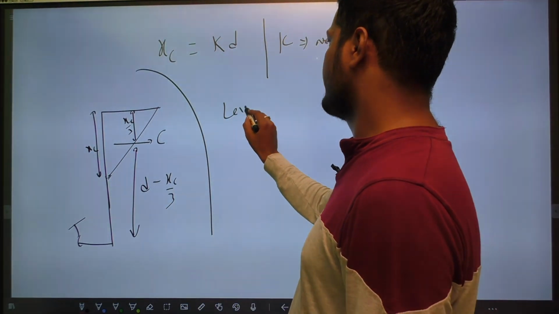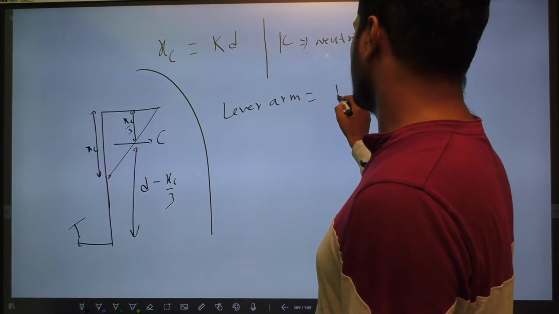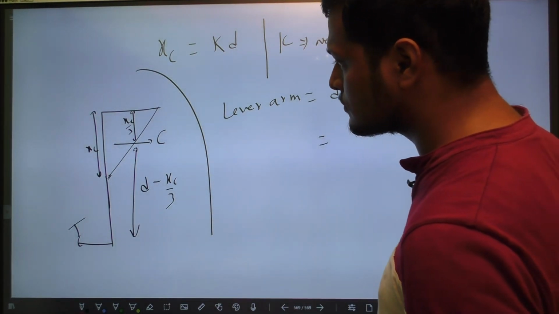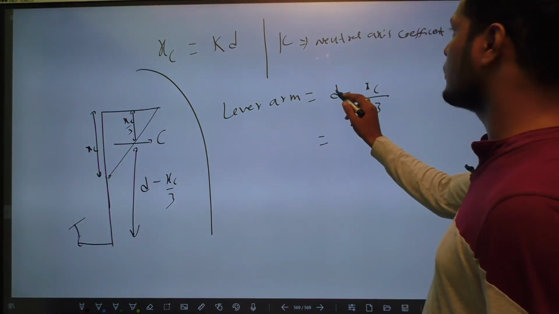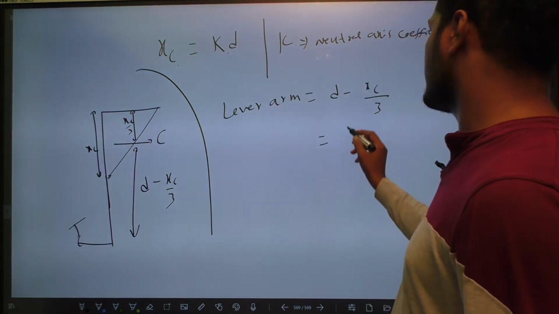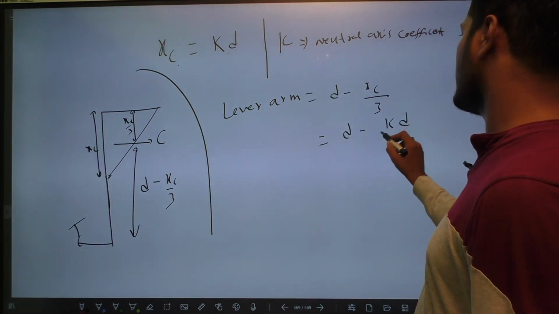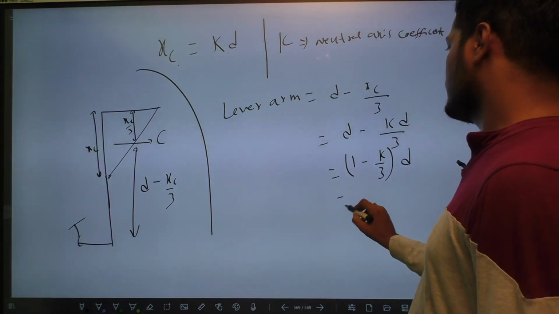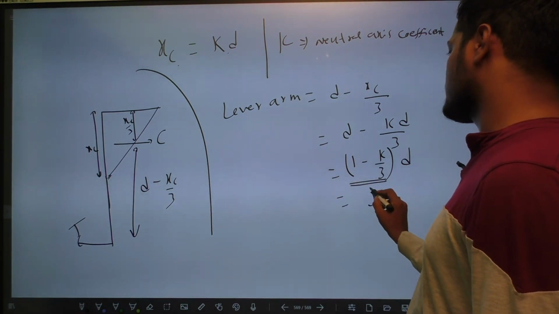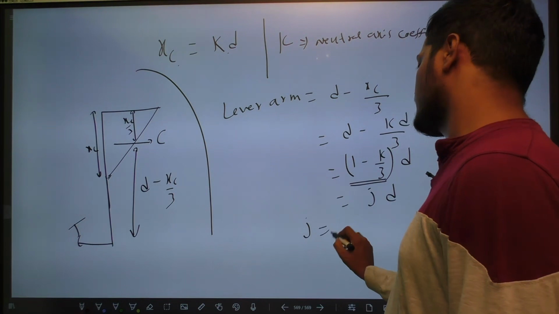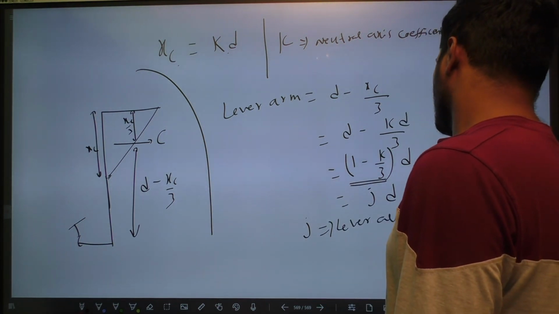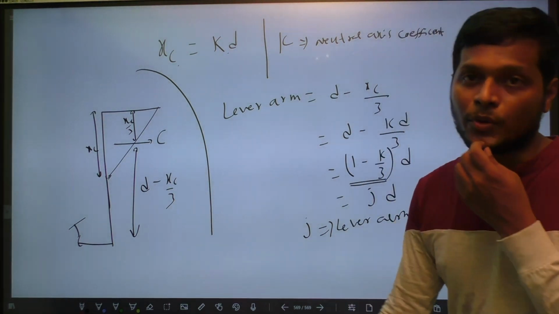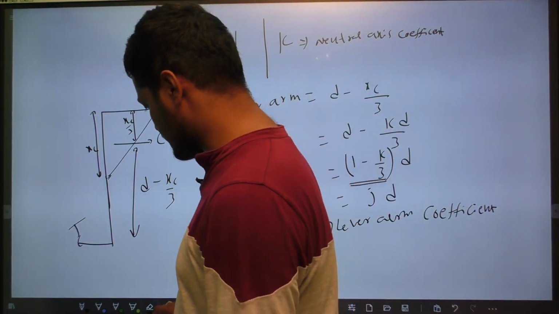So lever arm is equal to D minus XC divided by 3, but I already told you XC is nothing but K into D. So I can write this as D minus K into D divided by 3, which will become 1 minus K by 3, into D. I can write this 1 minus K by 3 as one more constant, that is J, where J is called the lever arm coefficient. Okay. So now I know the neutral axis depth and lever arm coefficient.